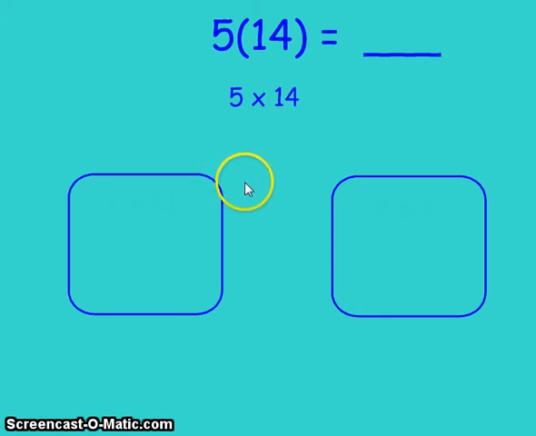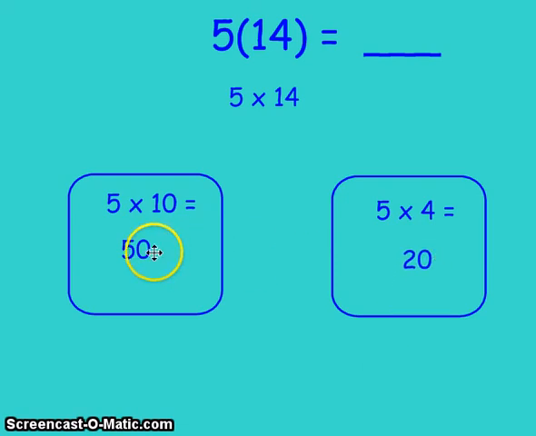I can break that 14 into 10 and 4. So 5 times 10 and 5 times 4. 5 times 10 is 50. 5 times 4 is 20. And when I add 50 plus 20 to put it back together, I get 70. So 5 times 14 equals 70.